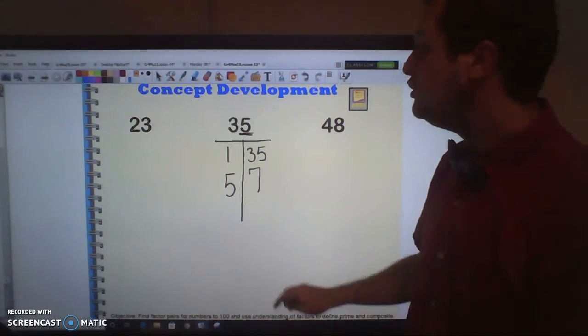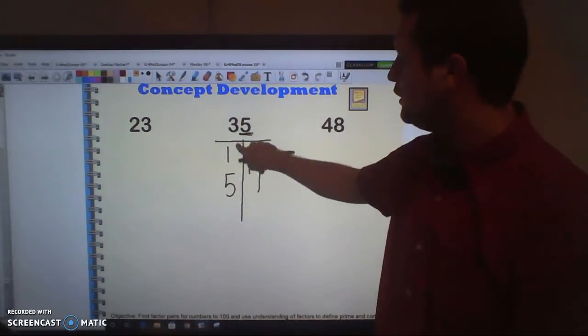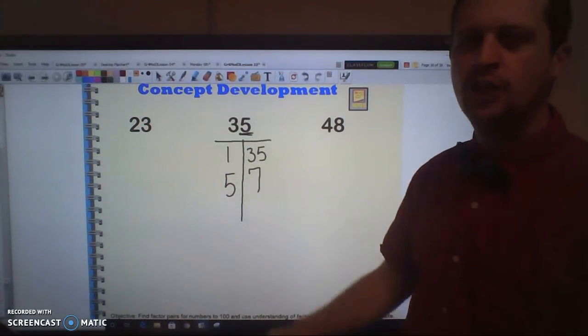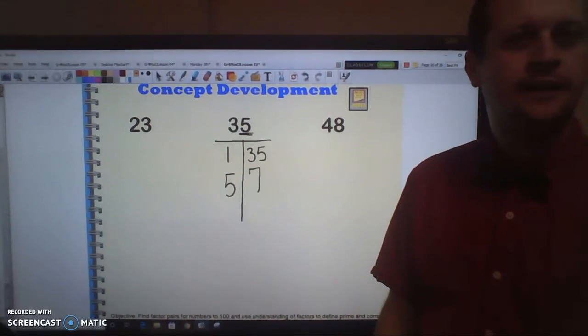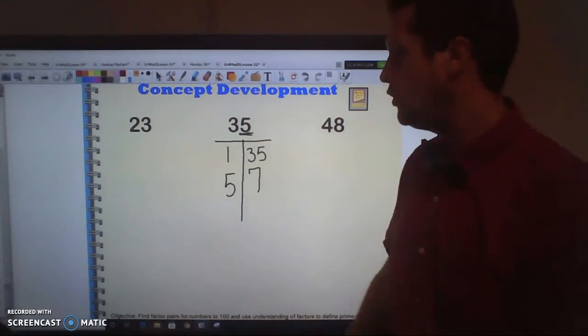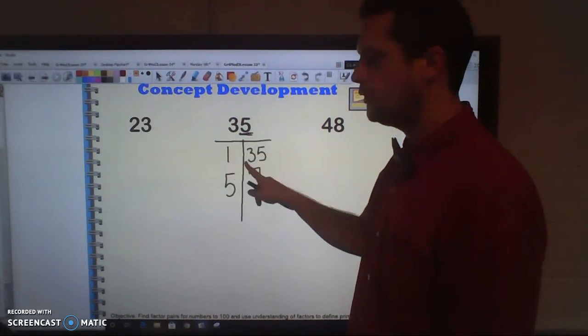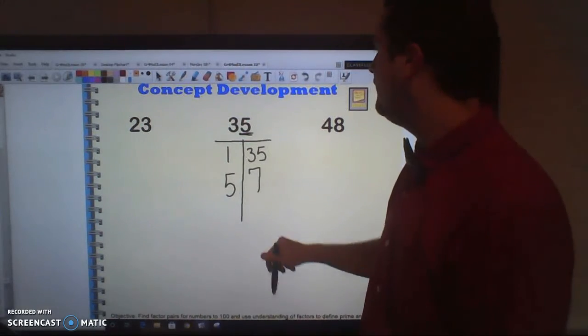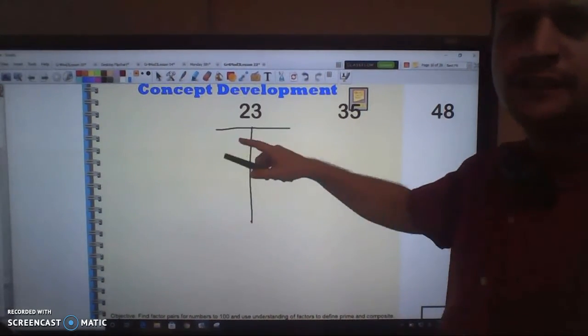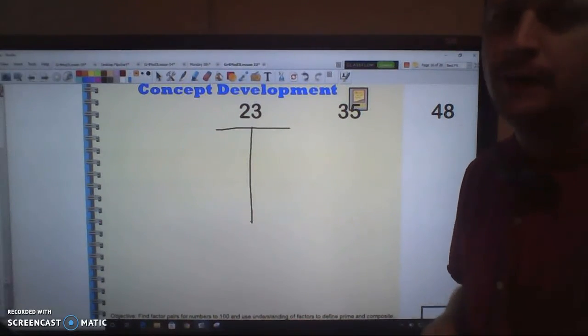Okay? Now, just by looking at that, just because we have more than 2 factors, 35 is not prime, it's going to be composite because it has more than 2 factors. 1, 2, 3, 4. So 35 is a composite number. All right, let's look at 23. Let's write some factor pairs for 23.